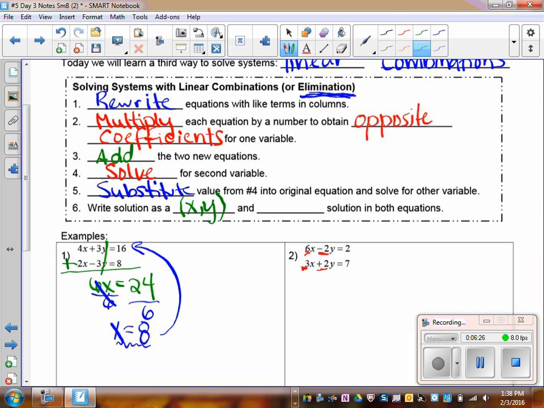Isn't 24 divided by 6 4? You are correct, Evan. 24 divided by 6 is 4, not 8. Thank you. Ooh. That is most certainly correct. That would have been a bad move later.